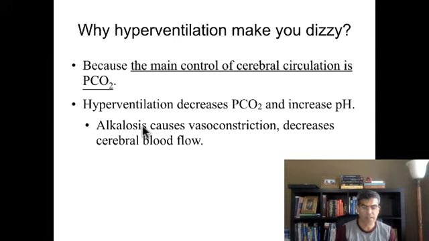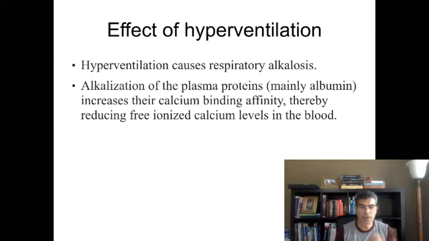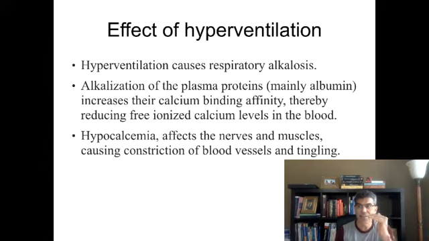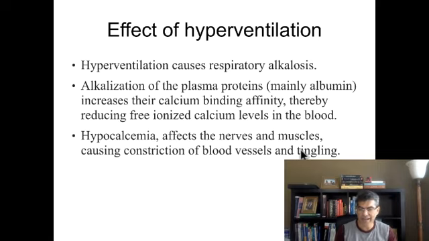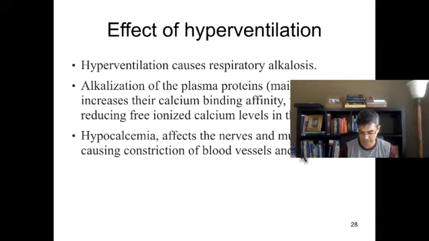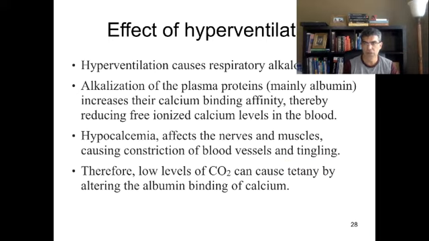But why does alkalosis cause vasoconstriction anyway? When your blood becomes alkaline, calcium is going to attach more to the albumin. As a result, your free calcium, your ionized calcium in the blood is going to go down. And when the amount of ionized calcium in the blood goes down, then it's going to affect your nerve and muscle. Your muscle is going to go to contraction, your vessel is going to get constricted, and also your nerve starts getting agitated and is going to send a lot of impulses. As a result, this patient is going to feel tingling because neurons are agitated. If the CO2 stays low for a longer period of time, then the patient may go to tetany.